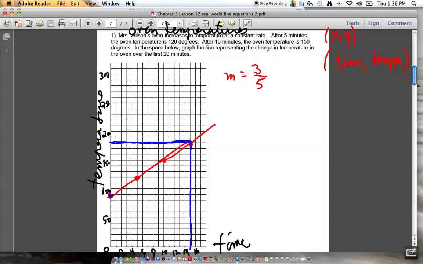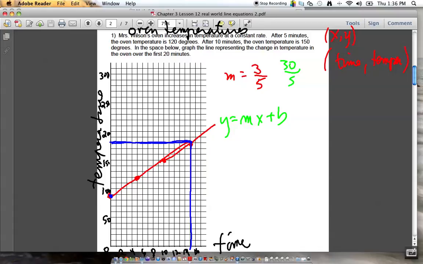Now listen. Let's come up with a y equals mx plus b for this. Now, I know the slope says 3 over 5, but what does every box equal when it goes up? 10. It equals 10. So it's really 30 over 5. And what does 30 over 5 reduce to?